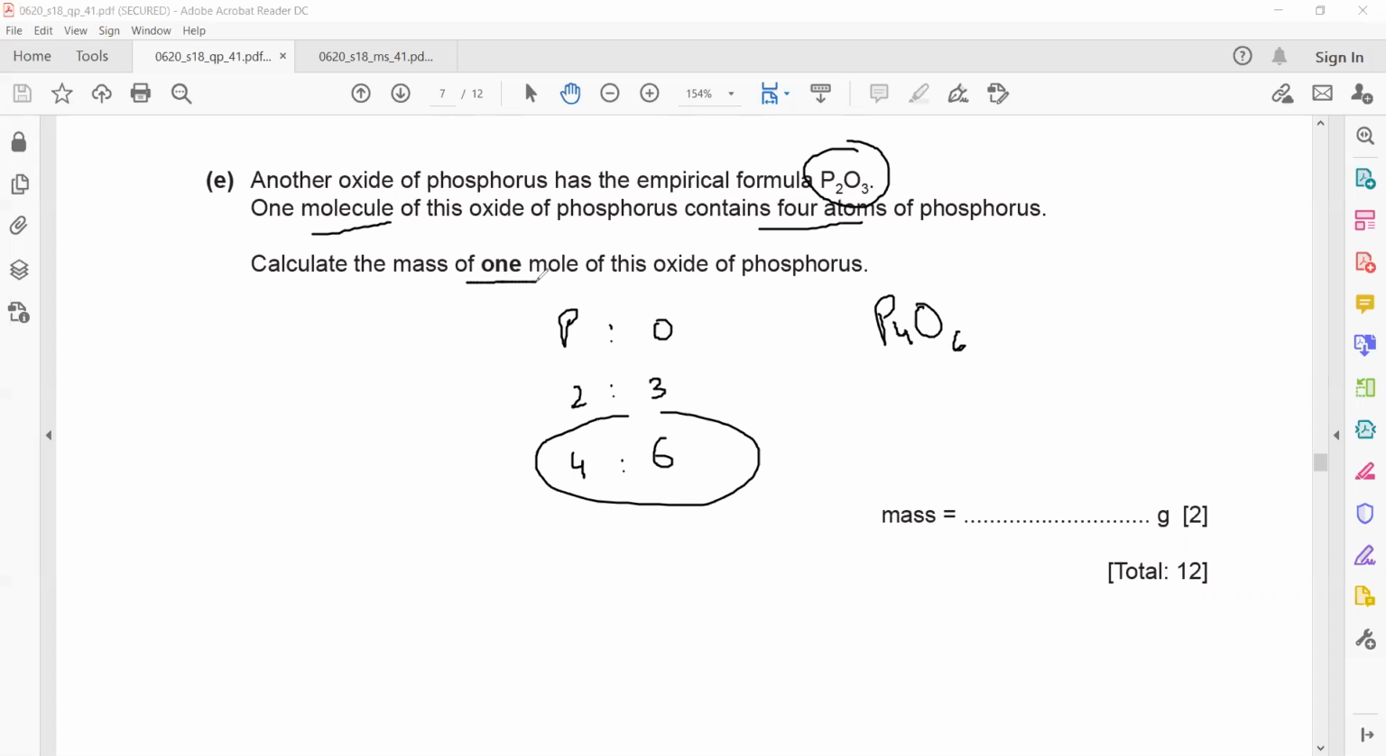We need the mass of 1 mole of the molecule. What is the mass of 1 mole? So how do we find the mass? Phosphorus is 31 multiplied by 4, that's equal to 124, plus oxygen is 16 multiplied by 6. The final answer is 220.